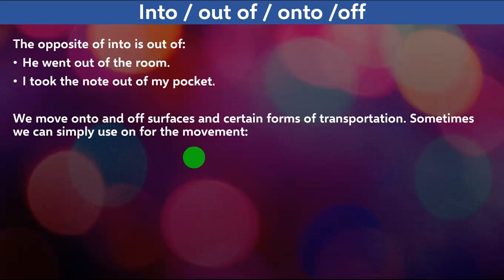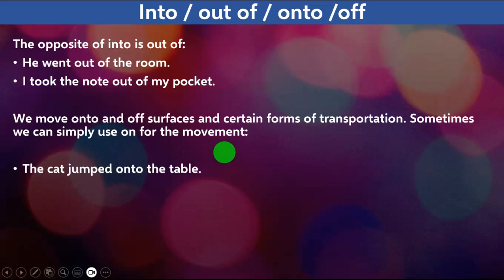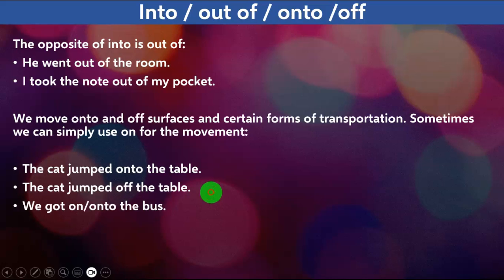We move on to and off surfaces and certain forms of transportation. Sometimes we can simply use on for the movement, right? The cat jumped onto the table. You can also say the cat jumped on the table. The cat jumped off the table, right?